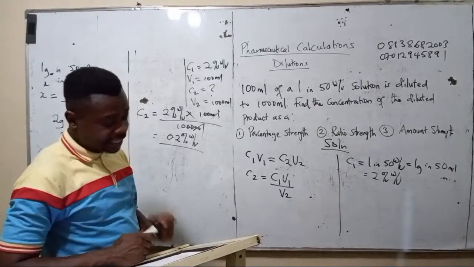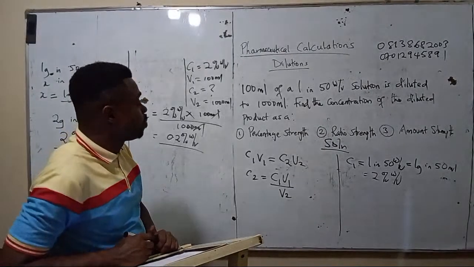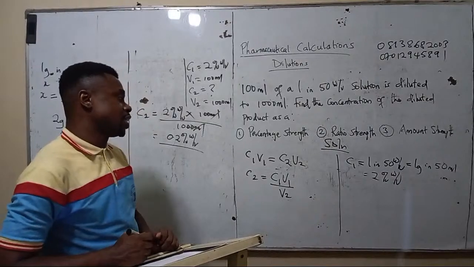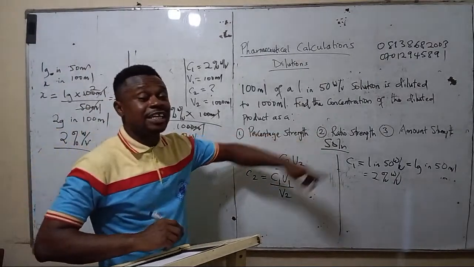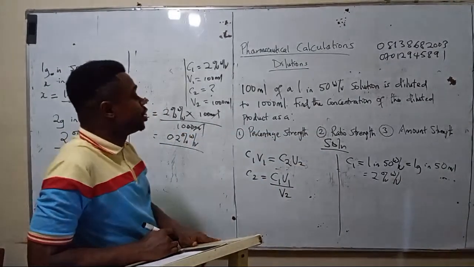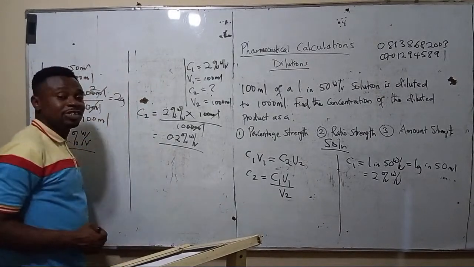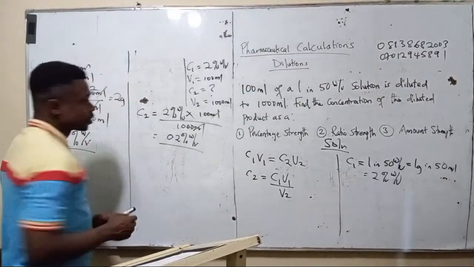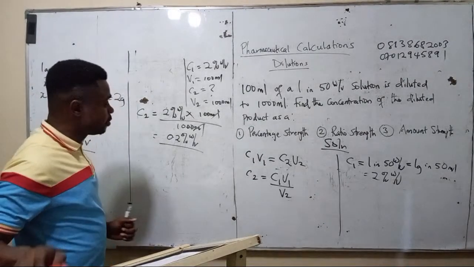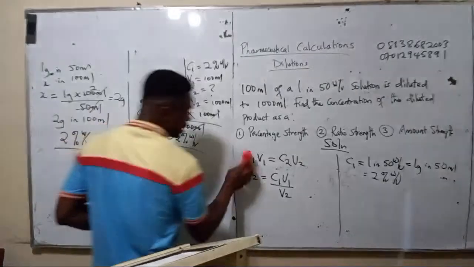0.2% weight in volume. Now the next question says we should find the what? The ratio strength. Now, to find the ratio strength, remember, let me clean the board.